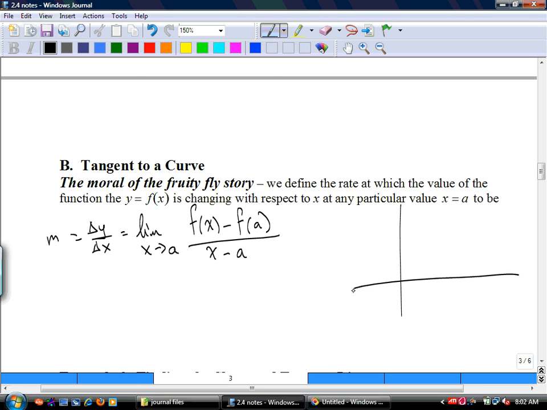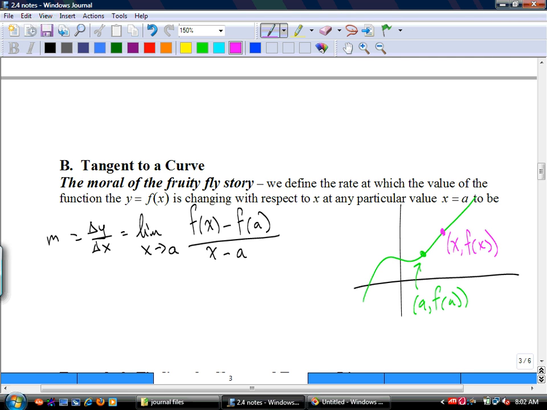So what we're saying here is we're at the point a comma f of a, and we're going to go some point to the right, x, f of x, and we're going to slide x back until it's right on top of a. And as we do that, our secant line changes into a tangent line.